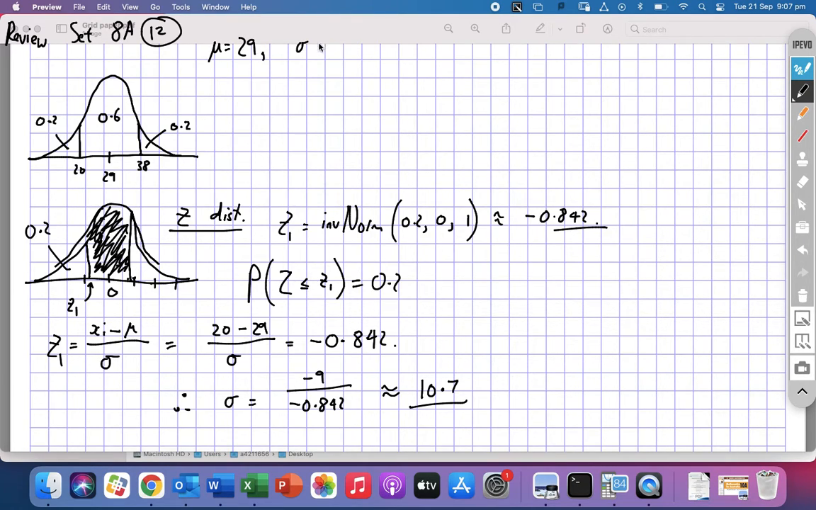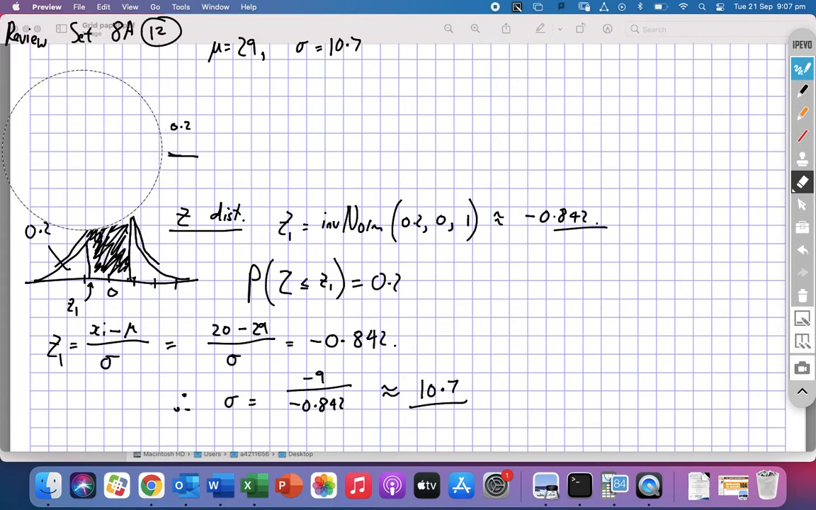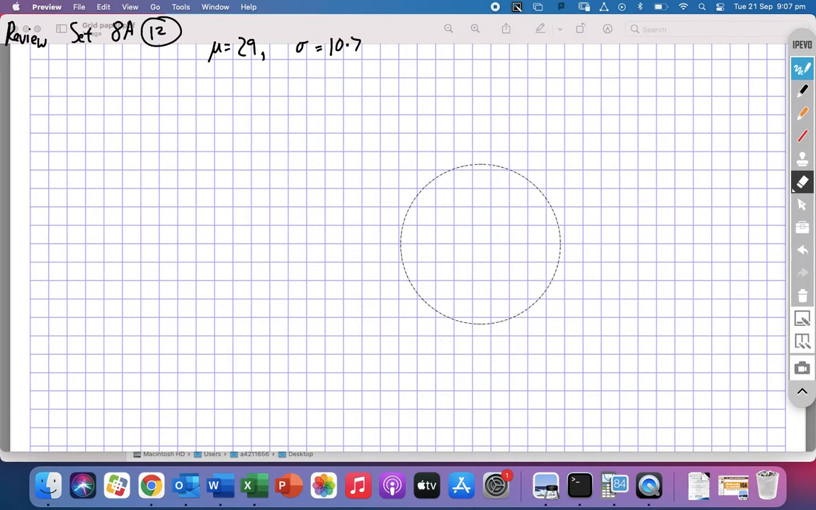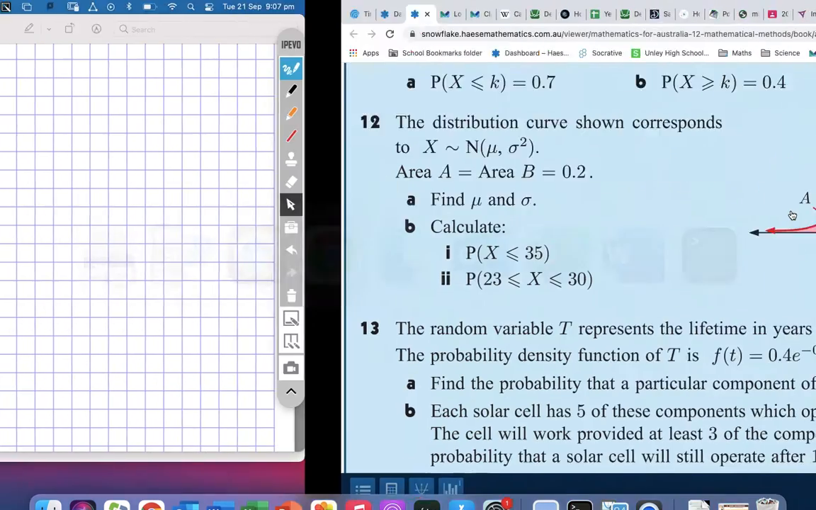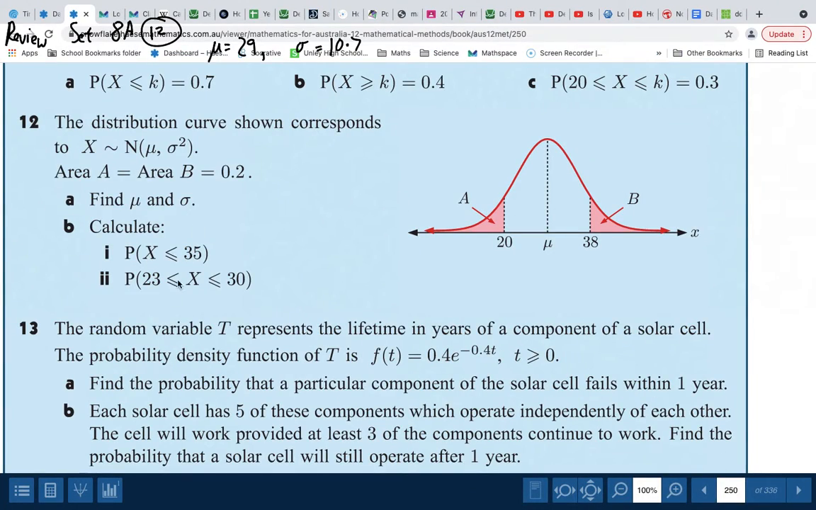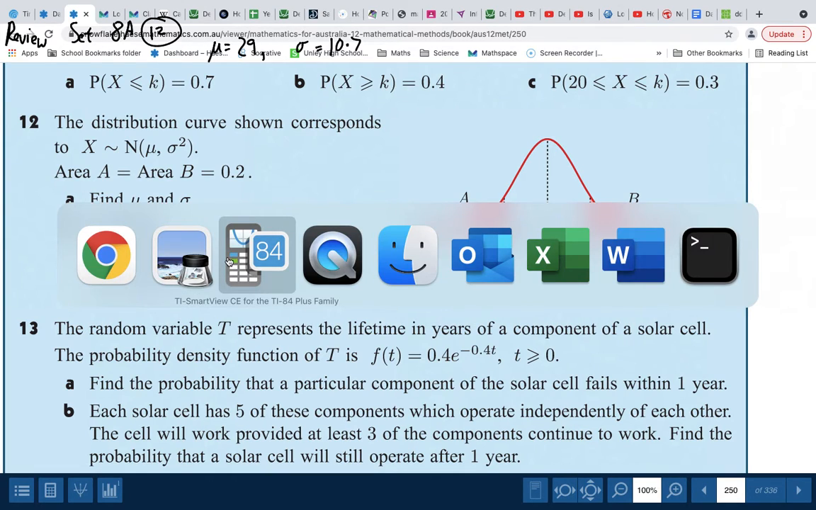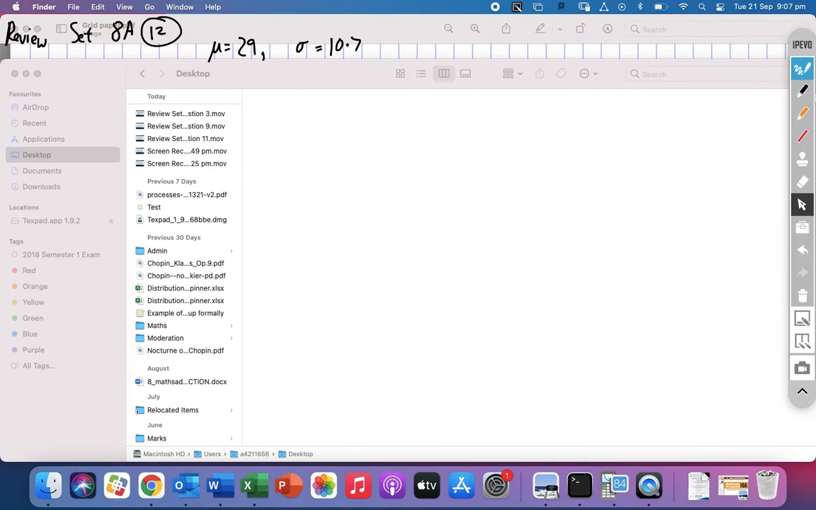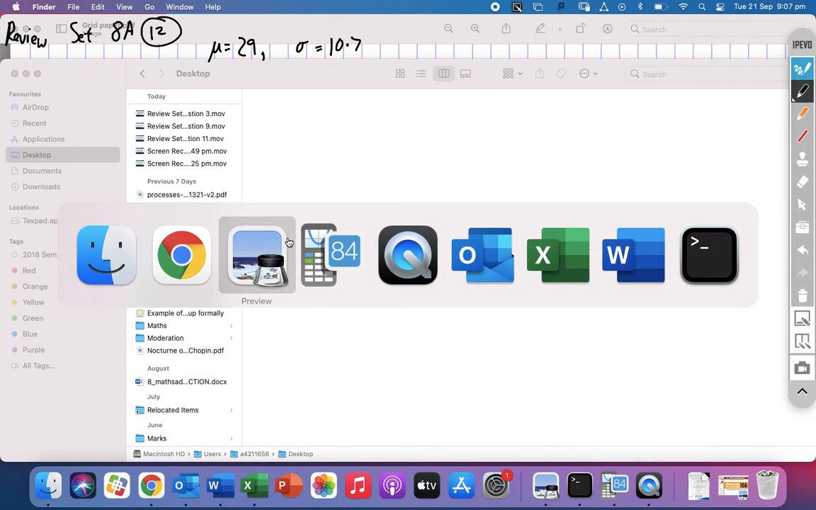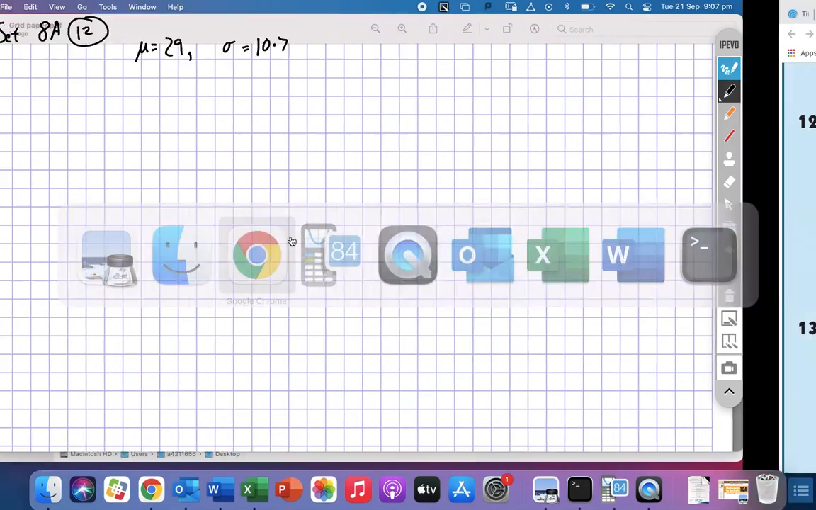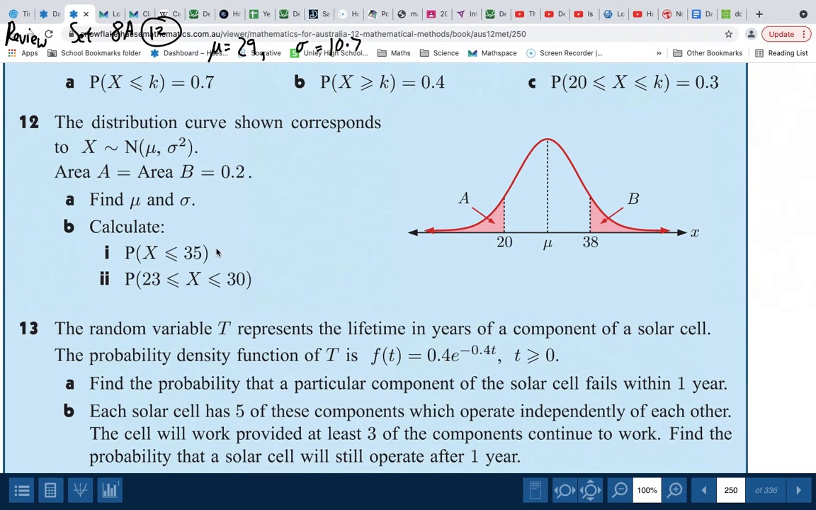Although I think part B of this question should be pretty easy. That was part A. Part B looked to me like it was just normal CDF. Let's have a look. What's the probability x is smaller than 35? Or what's the probability x lies between 23 and 30? So now that we know our mean and standard deviation, we can just do normal CDF. I don't think I need to do that for you. I think it was more the first part of that question that might have been confusing.